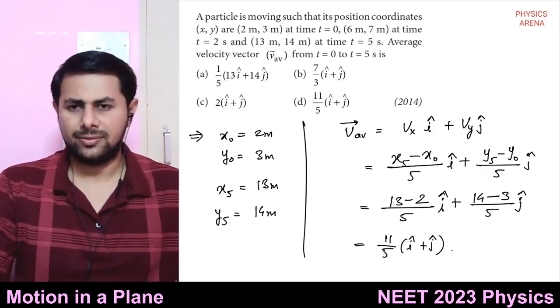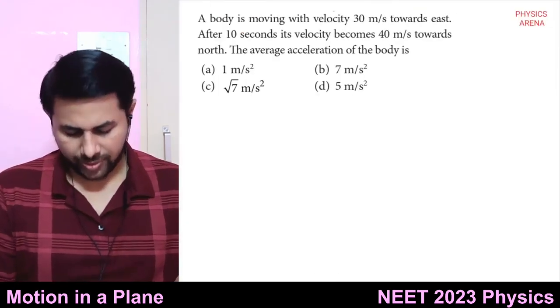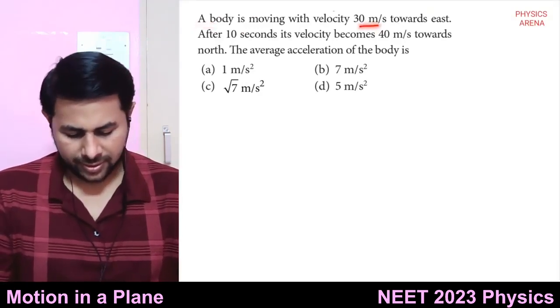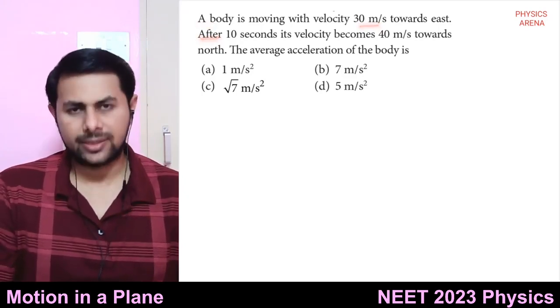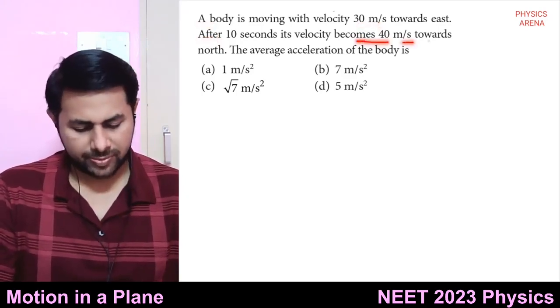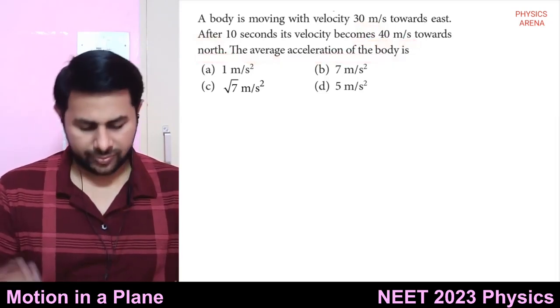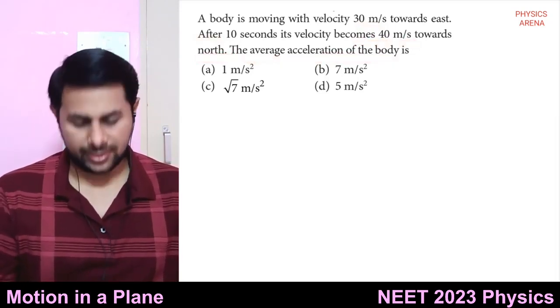Right? So let's move on to the next problem. A body is moving with velocity 30 meters per second towards east. After 10 seconds, its velocity becomes 40 meters per second towards north. The average acceleration of the body is... We want to find out the average acceleration.